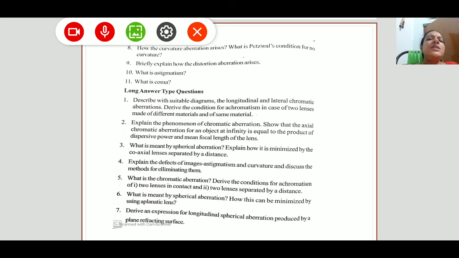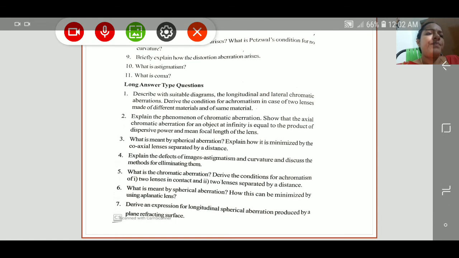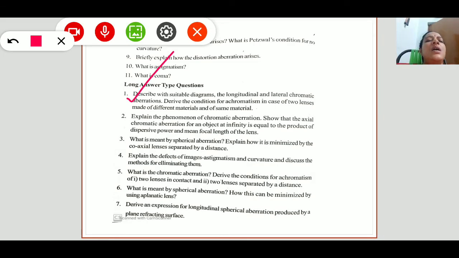Describe with suitable diagrams, first one, the longitudinal and lateral chromatic aberrations. Derive the condition for achromatism in case of two lenses made up of different materials and of the same material. So this first question: describe the longitudinal and lateral chromatic aberration. Derive the achromatism condition. Same material, okay, this also you can easily attempt.